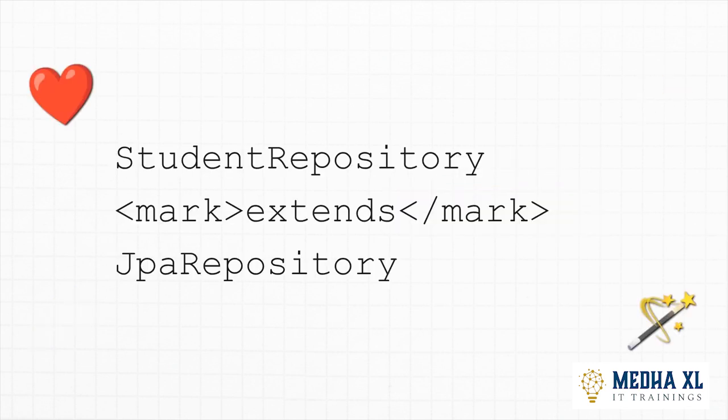You don't write a class, you just define an interface. By having it extend JpaRepository, you're telling Spring two things. First, the entity you want to work with, in this case it's Student, and second, the data type of its primary key, which is a Long. That's it. From just that one line, Spring dynamically creates a fully working implementation for you when the application starts. That's the core of the magic right there.